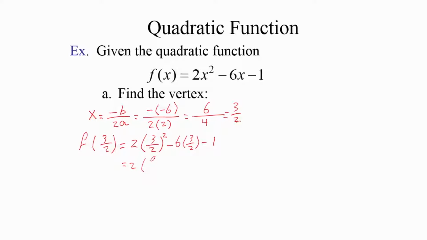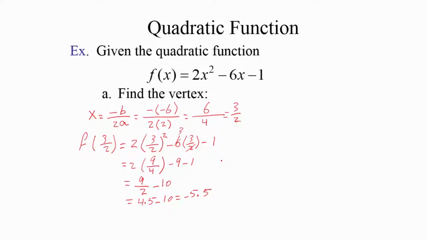2 times 9/4 minus 6 times 3/2. That would be minus 9 minus 1. 2 times 9/4 is 9/2, minus, well, 9 and 1. That's minus 10. So 9/2 is 4.5 minus 10. So that would be equal to minus 5.5.